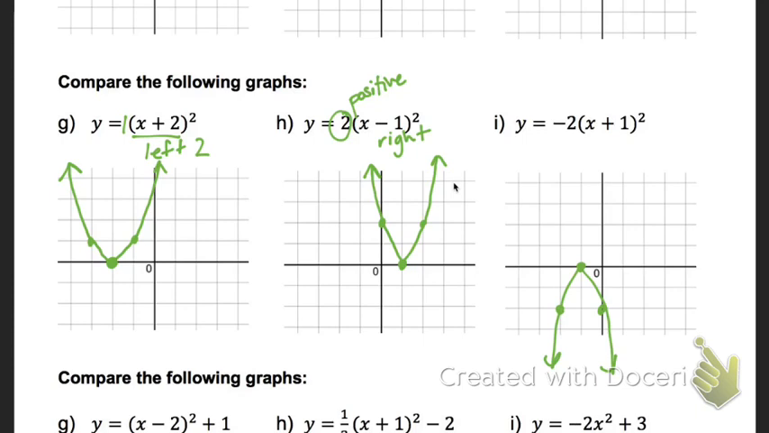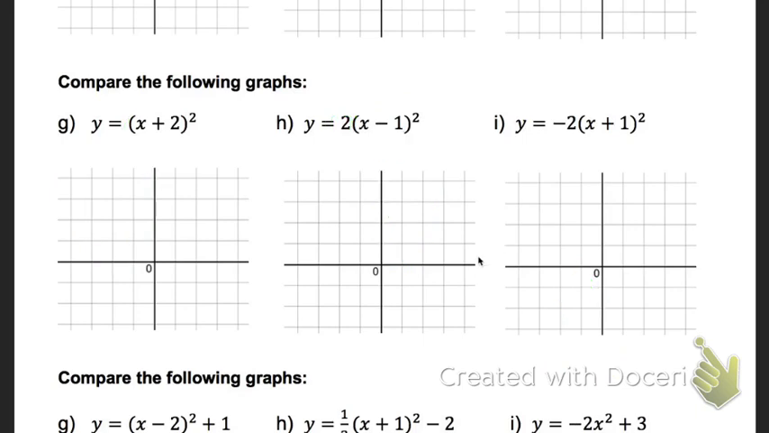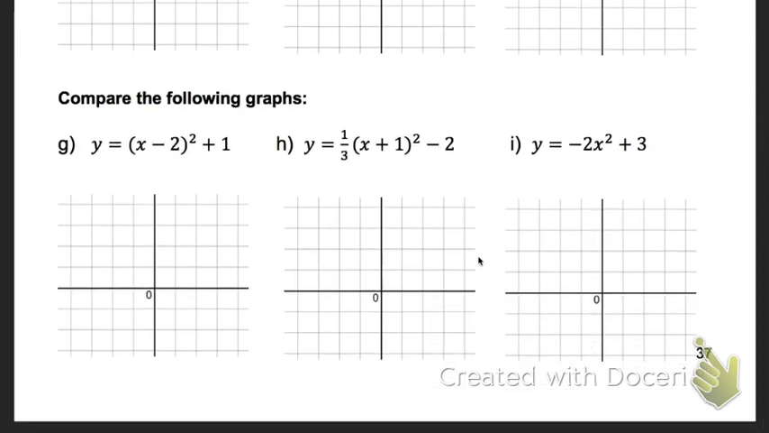All right, next. Okay, here we have, what transformations do you see for G? Up. Okay, we're going up 1. So we're going right 2, up 1. So I start at 0, 0, right 2, up 1. And the A value is just 1, and it's facing upward because this is positive. Understood 1.